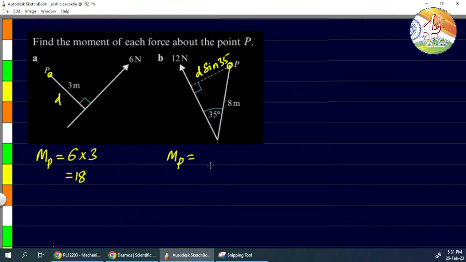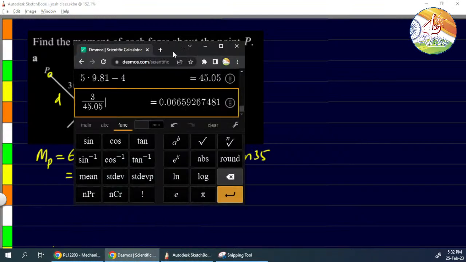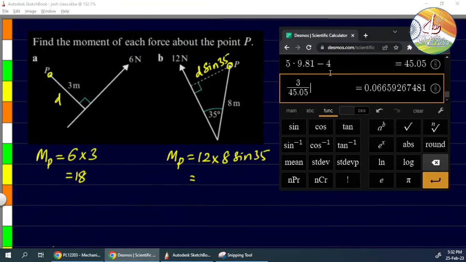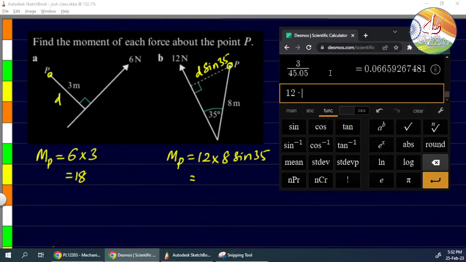So perpendicular distance, that's the thing. So force is 12 into perpendicular distance, that is d sine 35. D is 8. So here we just need to put 8. Okay. So find it. That's it. So 12 into 8 into sine 35. 55.06.